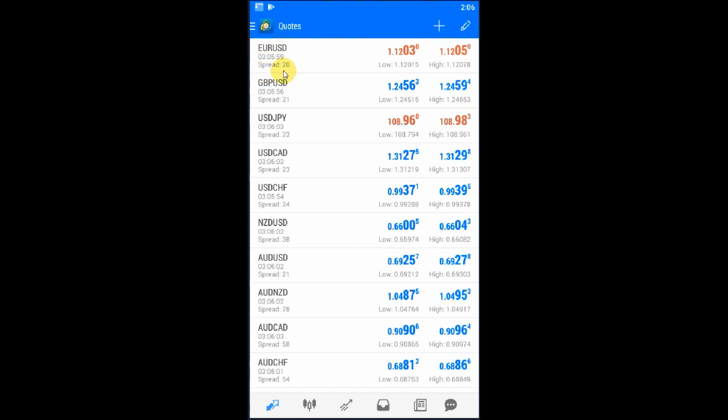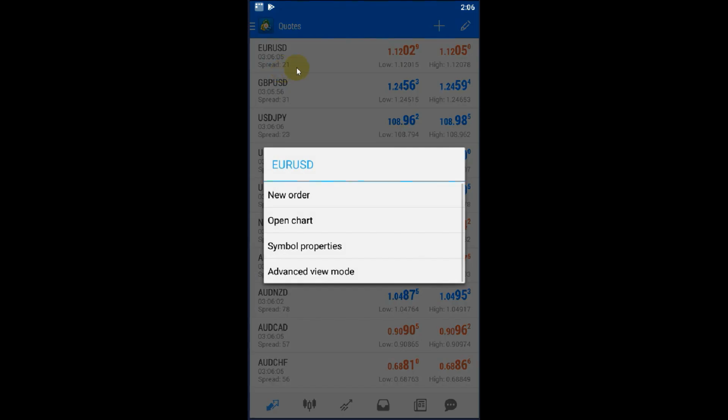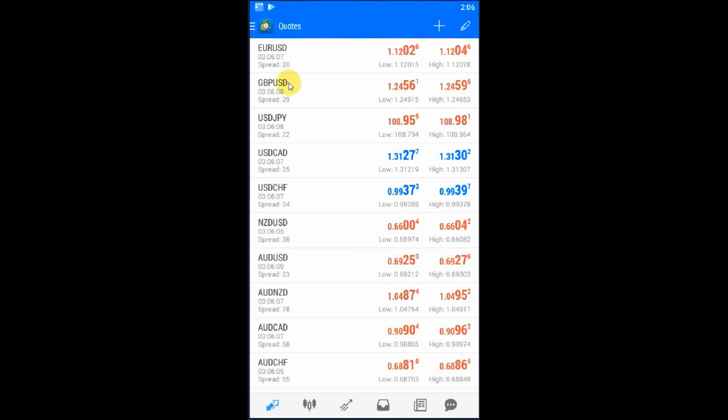Now here where it says spread, that spread is in points. So when you see 20, that's 2 pips. When you see 30, that's 3 pips. When you see 70 or 80, that's in points. You have to convert it to pips, so don't worry about that. Spread is just the distance between the ask price and the bid price. I'll explain what those are when we talk about the strategies.